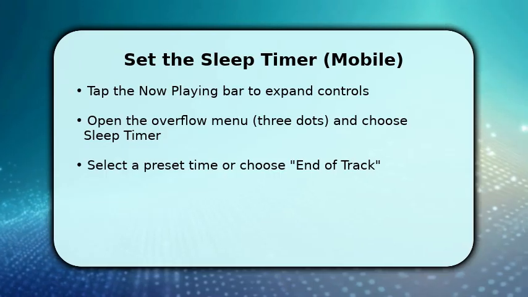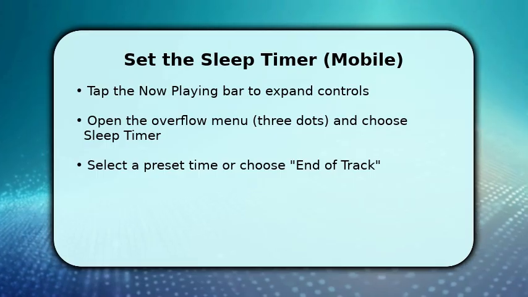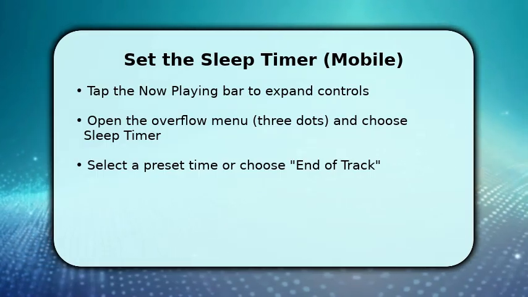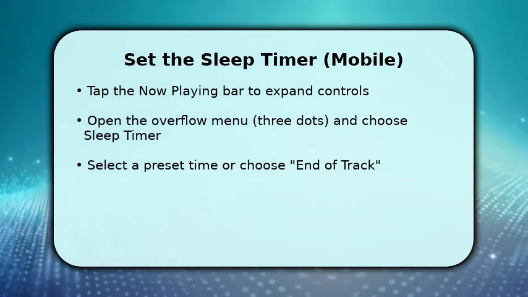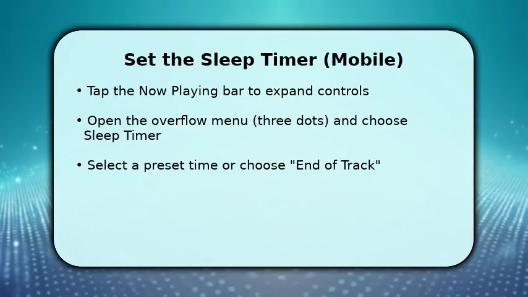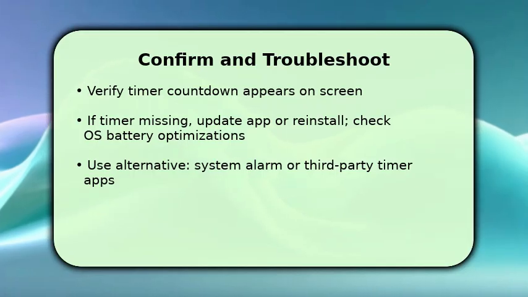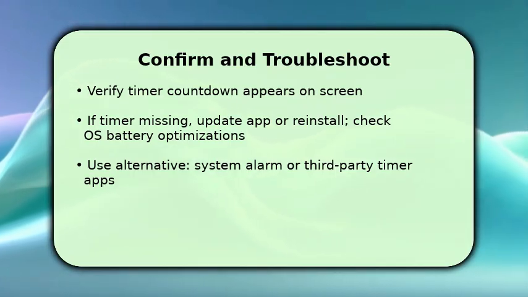Choose the duration that fits your routine, shorter for naps, longer for winding down. If you want the music to stop after the current song, pick End of Track. This method ensures the app stops playback cleanly without altering your cue or device settings. Once you set the timer, confirm the countdown appears in the player. You'll hear playback stop when it expires.